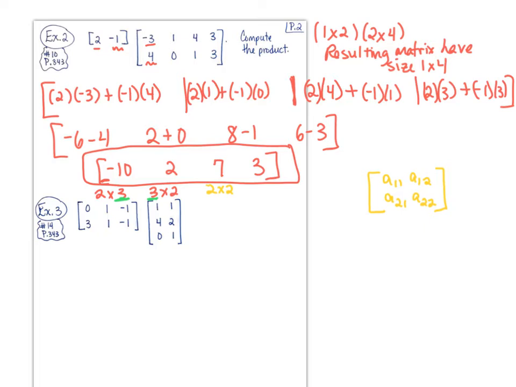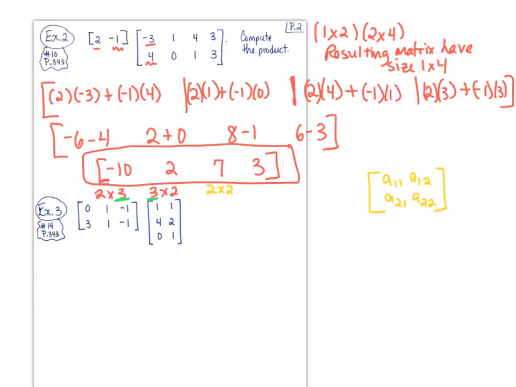So you know to find A11, you need to multiply the first row by the first column. Then to find A12, you multiply the first row by the second column. To find A21, you multiply what? Second row by the first column. That's right. And then to find A22, you multiply the second row by the second column. That guides you. You can use your subscripts to help you.